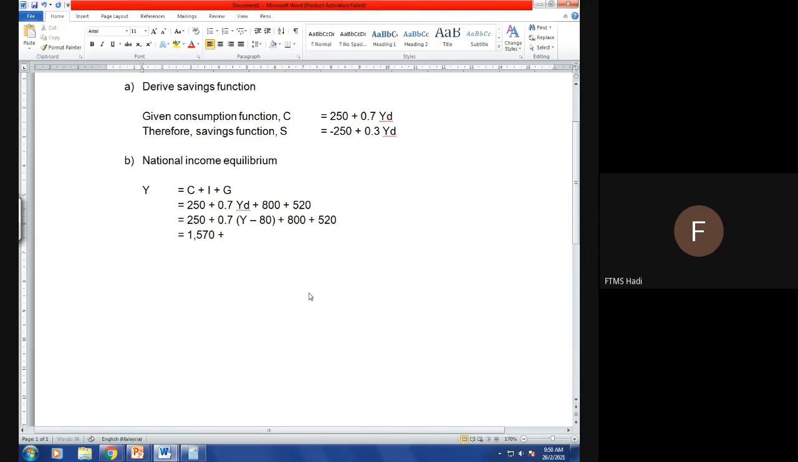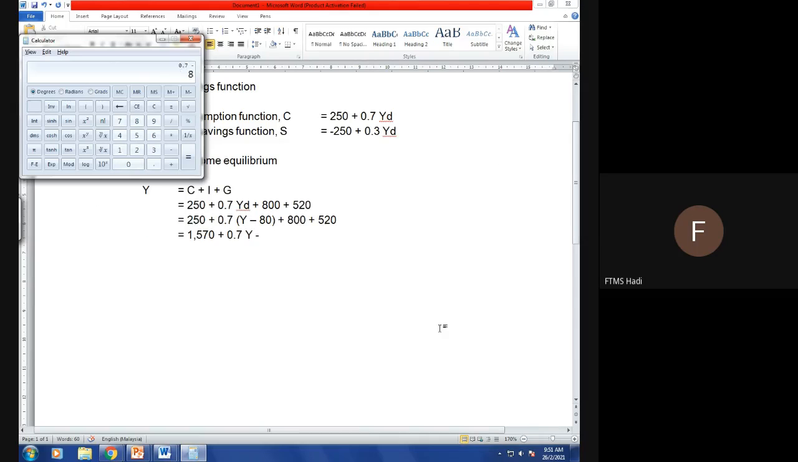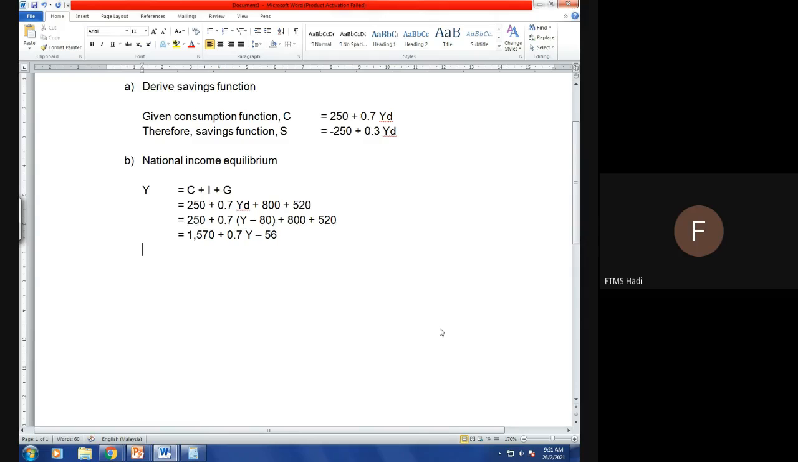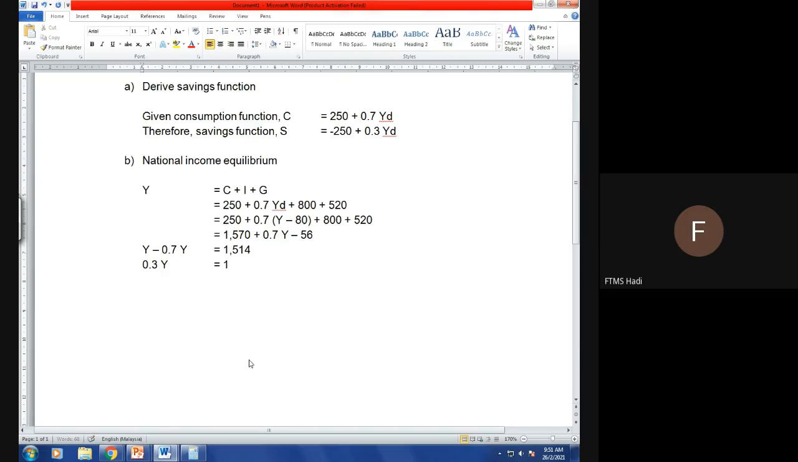Add this one because it is a whole number. Plus, okay, you expand this one: 0.7Y minus. Y minus, because positive and negative is negative, right? 0.7 multiplied by 80 is 56. And then bring it to the other side. This 0.7Y, bring it there. Y minus 0.7Y is equal to 1570 minus 56. 1570 minus 56. Okay, 1Y minus 0.7Y is 0.3Y, which is equal to 1514.